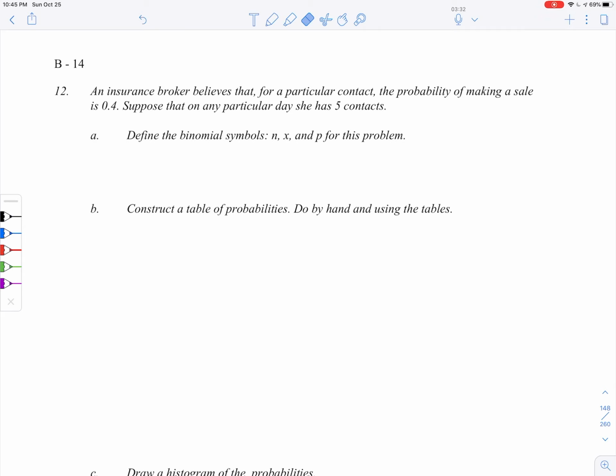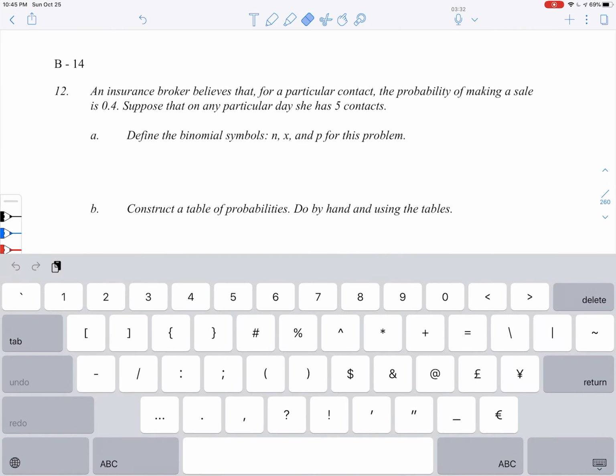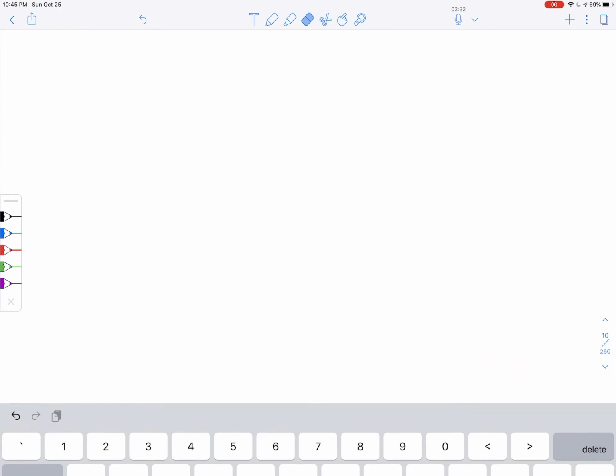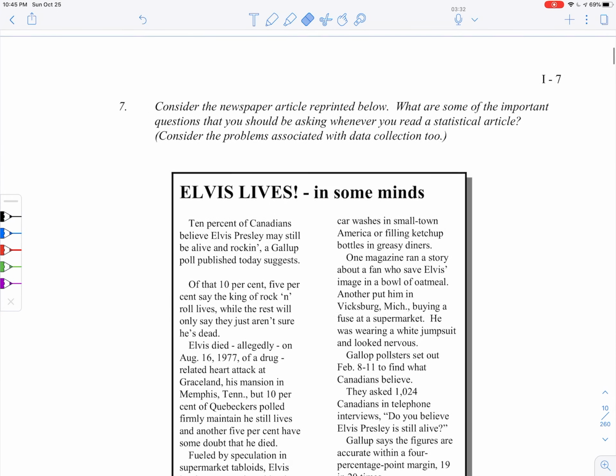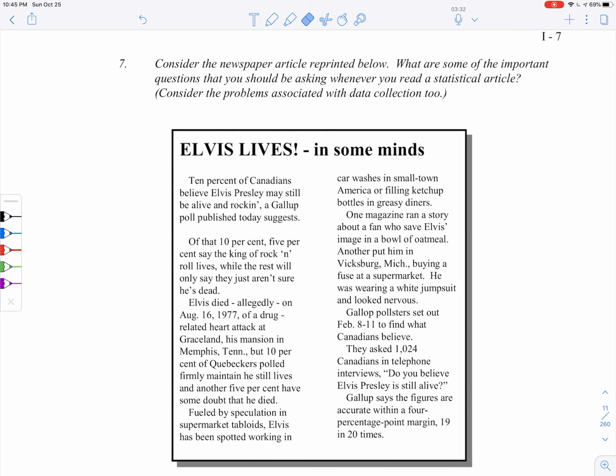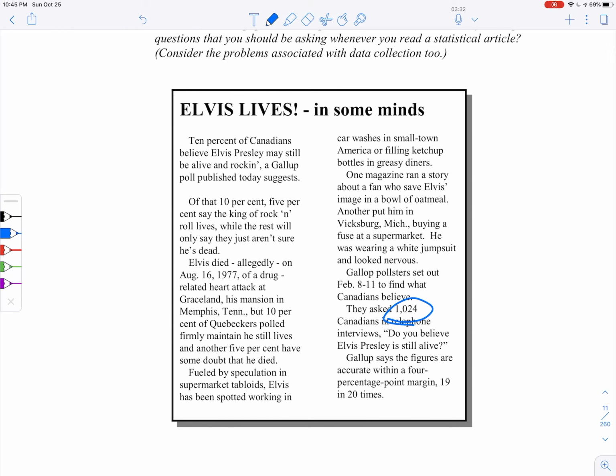And so think back to the Elvis example here. In the Elvis example, let me just go back there to whatever page that was. It was about page 10 or something. There we go. In the Elvis example here, this is what we had. We asked 1,024 Canadians, do you believe that Elvis is alive? And the answer to that is yes or no. And so that makes that then a candidate for a binomial problem here.